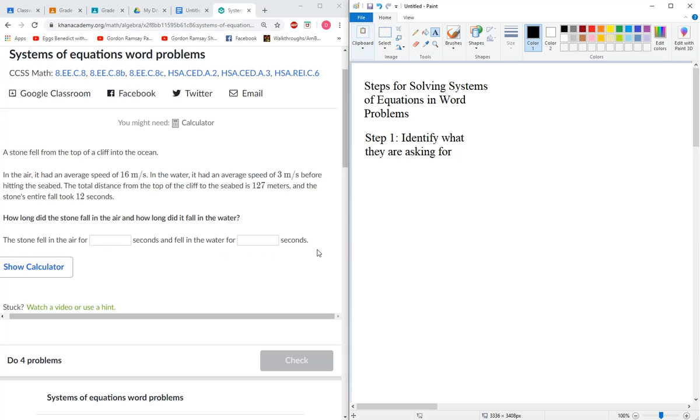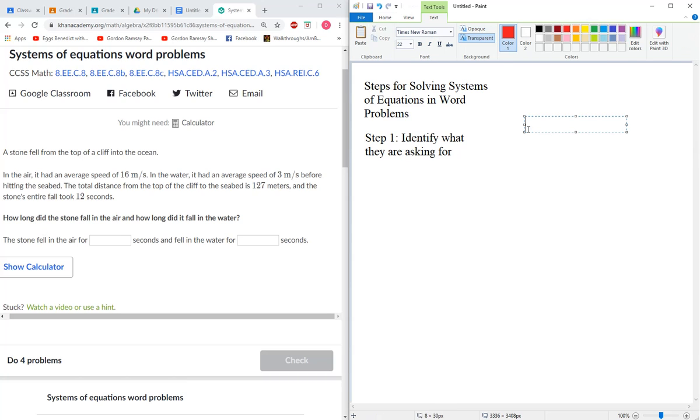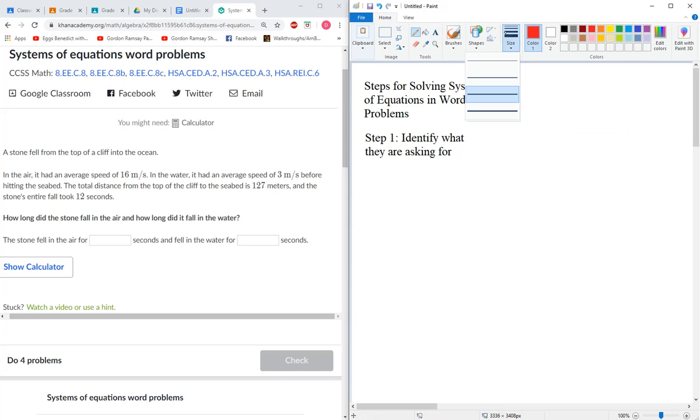So right off the bat, we can look at the question and we know that they're asking for how long it fell in the air and how long it fell in the water. Now, how long? That means time, right? So that means that our two variables, our two things that they're asking for, are air time and water time. Air time I'm going to put as x, water time I'm going to put as y.